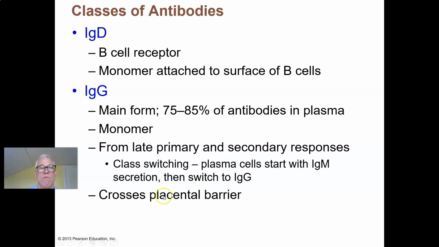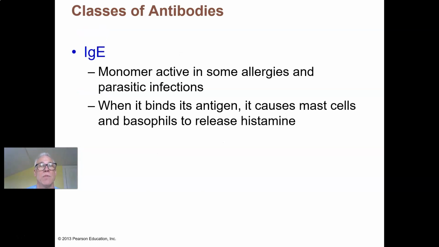So therefore, immunoglobulin type G is what we find circulating in the plasma. The predominant immunoglobulin is type G. It's the common defensive immunoglobulin of our bodies. And incidentally, it can cross the placental barrier, as we said.